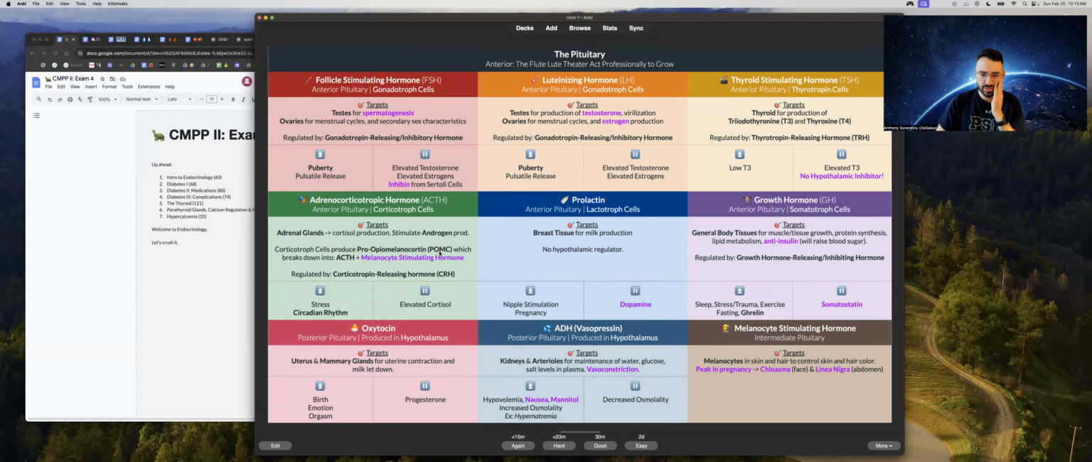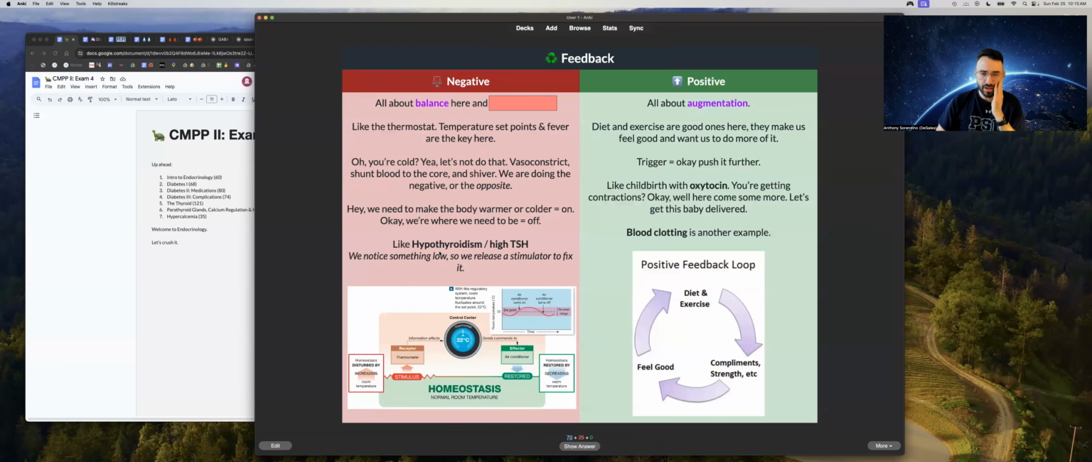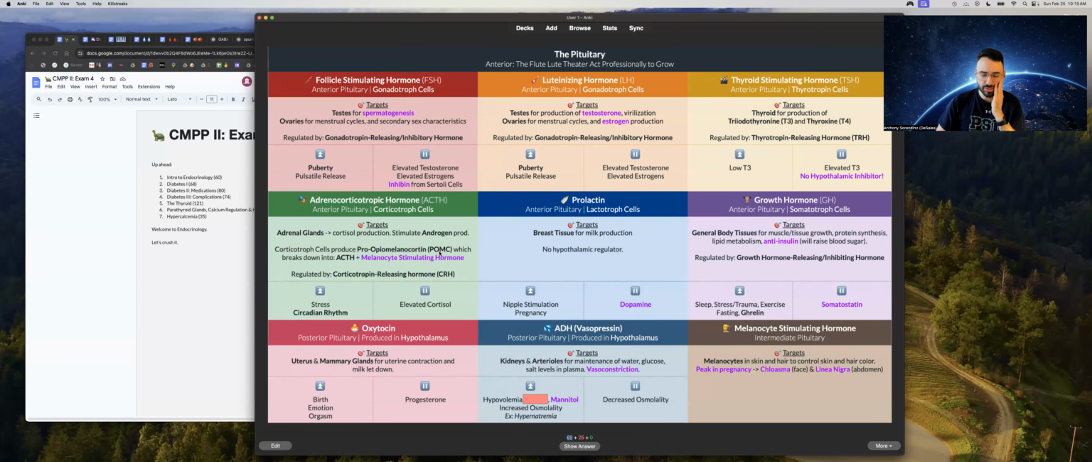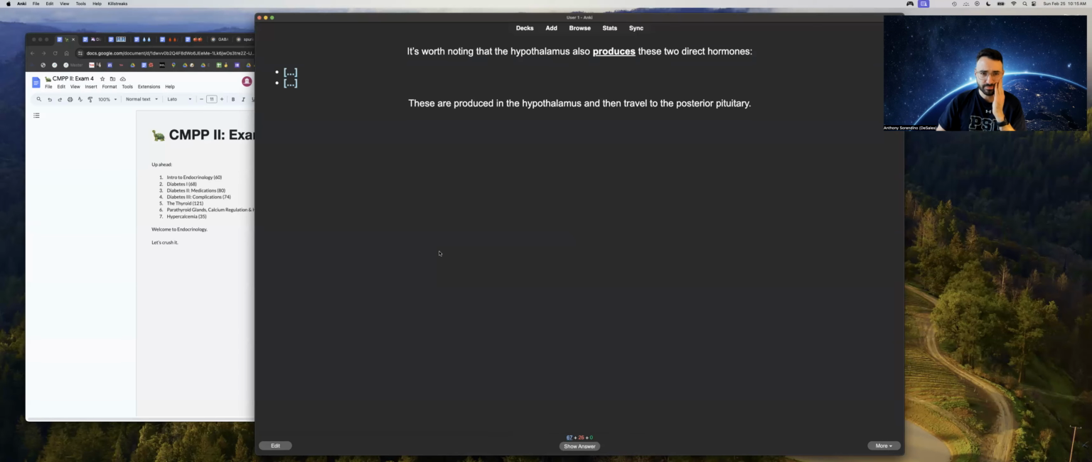These are the targets. Negative, all about balance here and homeostasis. Yeah, it's like temperature setting. Hypovolemia, nausea will upregulate ADH. Sure. Blank tissues for growth hormone. All body tissues, general, yeah.